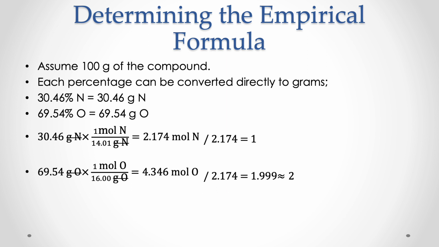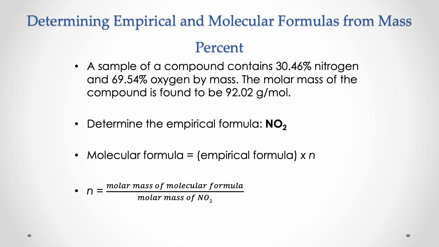The ratio of nitrogen moles to oxygen moles in the compound is 1 to 2. And the empirical formula is NO2. Going back to our problem, we have determined the empirical formula. Now, let's determine the molecular formula.